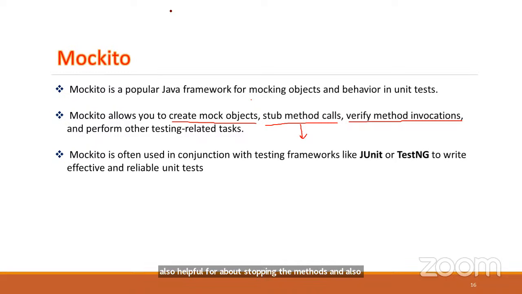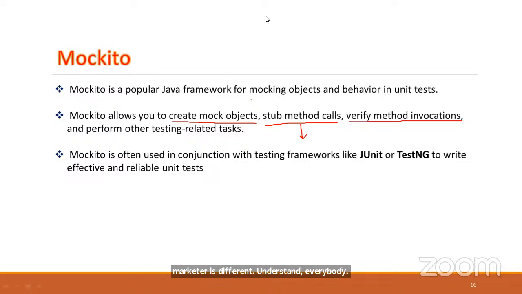Understand? Mockito is often used in conjunction with testing frameworks like JUnit or TestNG to write effective and reliable unit test cases. Basically, JUnit is for performing unit testing. Unit testing means some portion of the code you want to test. That is called unit testing, right? Not only JUnit, we have another library called TestNG, which is also a testing framework. So JUnit is different and Mockito is different. Understand, guys, everybody?